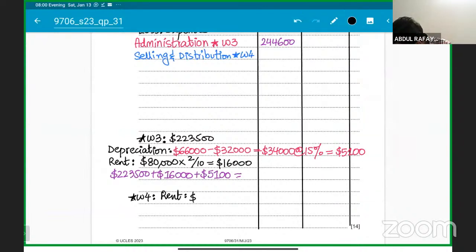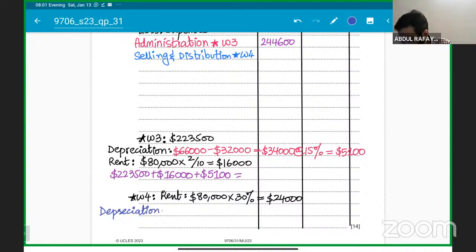Simple, sir. $80,000 is the rent, and 30% will be remaining, which will be given to this one. So it will be 24,000: 80,000 into 30%. 24,000 is the rent. Getting it, following students? Then you have depreciation as well of the office.